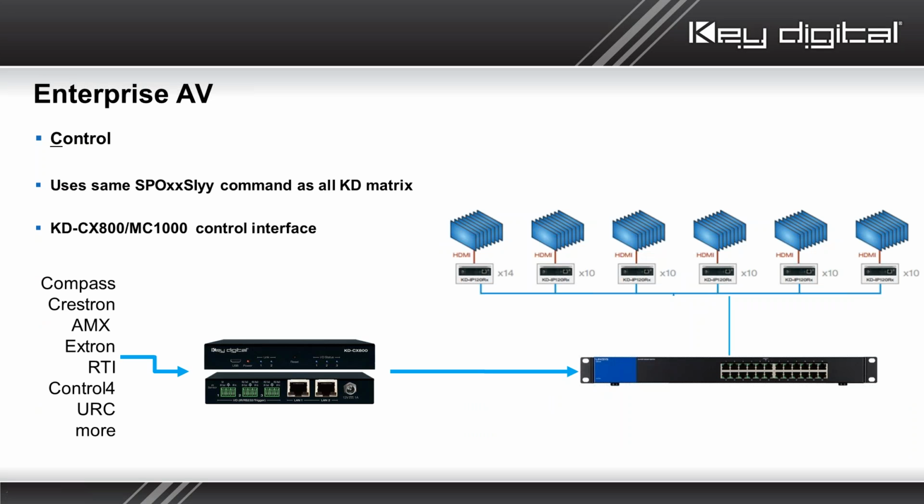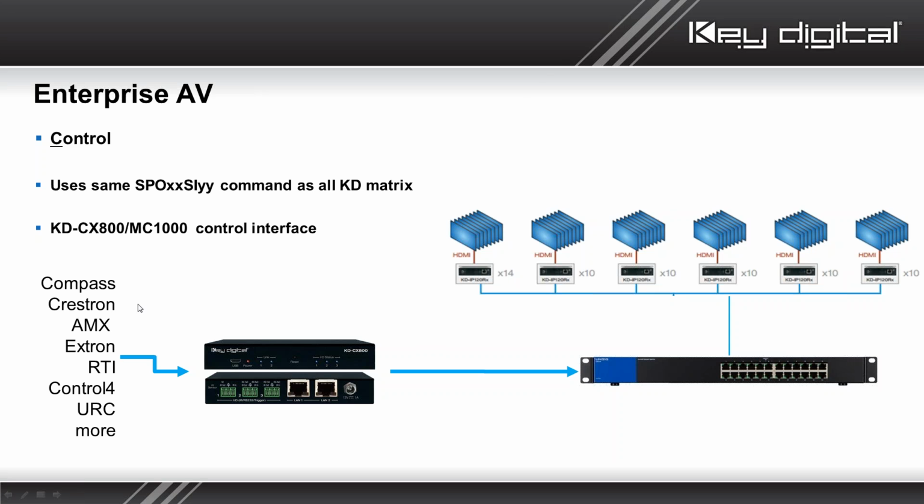Also now at this point, you can control the enterprise AV system from any third-party control system, whether via IR, RS-232, or TCP/IP. This graphic, I'm just realizing, is incorrect as it pertains to the IP922. You don't even need a CX800. So CX800 is a control gateway if you're using our 1080p enterprise AV system. But for the 4K, again, those ports are built into those devices, so it wouldn't even be necessary.